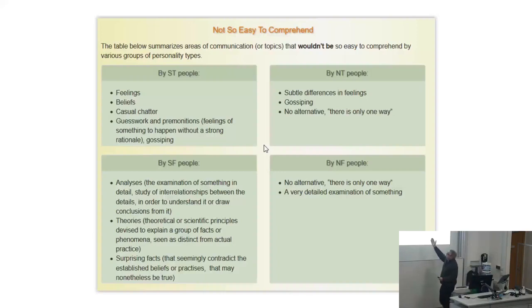And you can see other people. So if you go to an SF person and you show them an analysis with pie charts and all kinds of stuff, no, not going to happen. Theories, theoretical scientific principles, nope. Nope. And if something is surprising and contradictory, that's not going to get them going either. Okay, so you can see there's sort of opposites going on. It's sort of obvious when you start to see it presented to you like this, maybe.